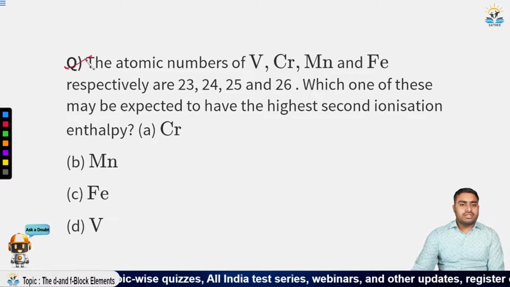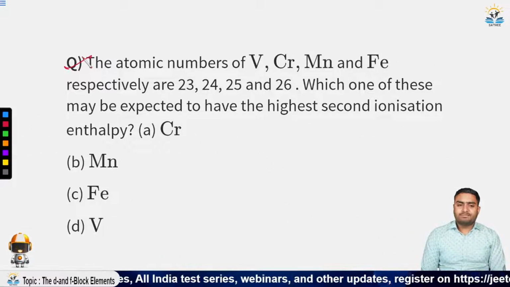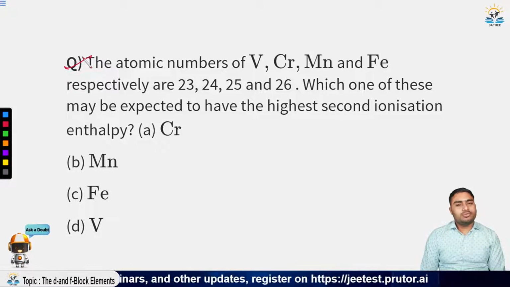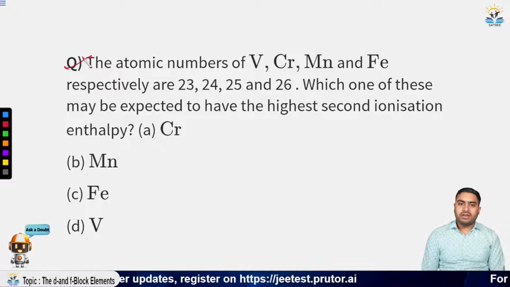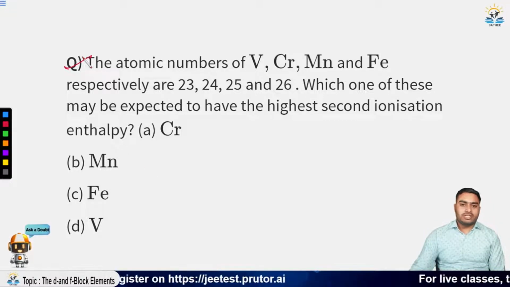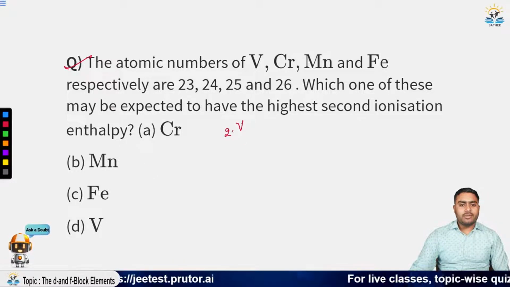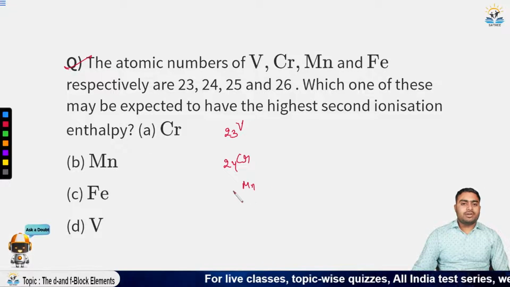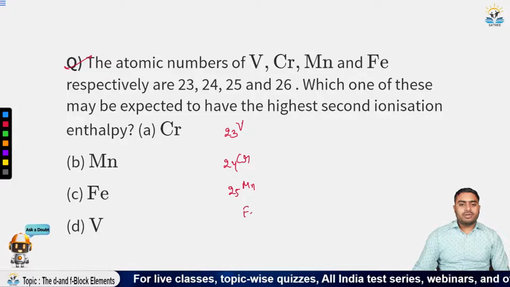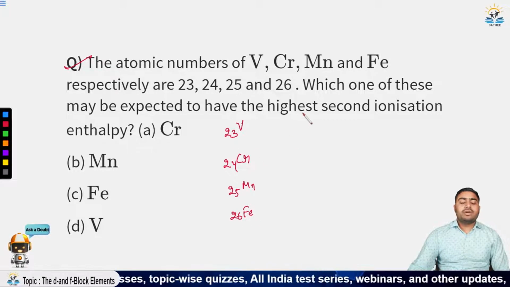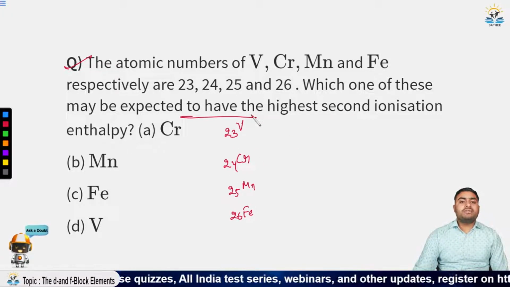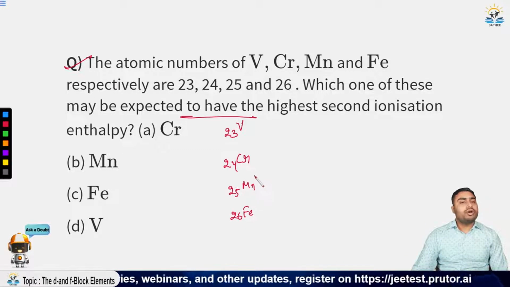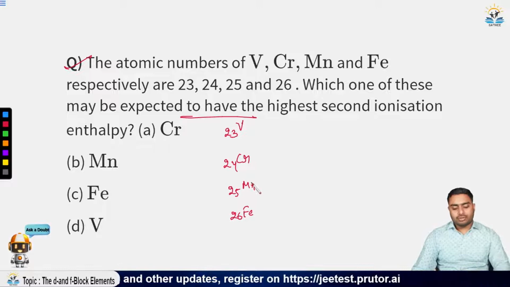You can see the first question is saying that the atomic numbers of vanadium, chromium, manganese and iron. Very easy. If the atomic number is given, we can do anything, right? That means vanadium atomic number is 23, chromium atomic number is 24, manganese atomic number is 25, iron atomic number is 26. Now you can see which one of these may be expected to have the highest second ionization enthalpies. First of all, you have to write the electronic configuration, then you are able to do this question.